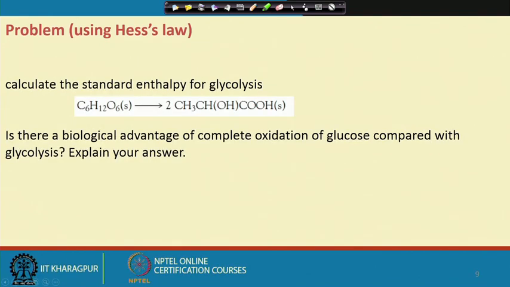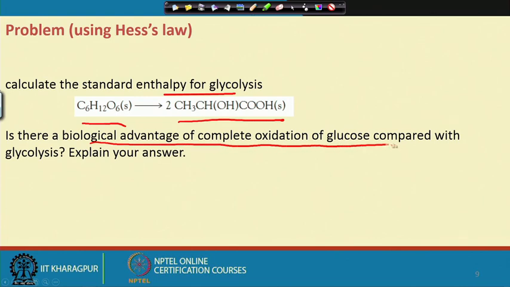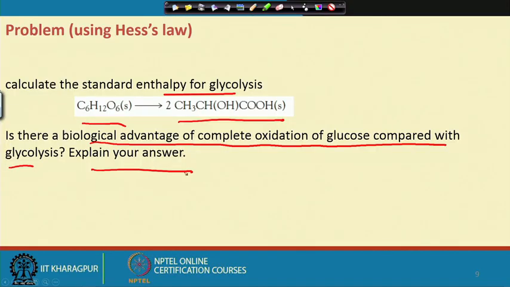Now, what we shall have to do is calculate the standard enthalpy change for glycolysis from glucose to 2 moles of lactic acid. Is the biological process advantageous for complete oxidation of glucose compared to glycolysis? Explain your answer. So, which one is more advantageous in the biological system from the energy point of view: whether glucose should be converted to carbon dioxide and water, or partially converted to lactic acid. This problem deals with that.